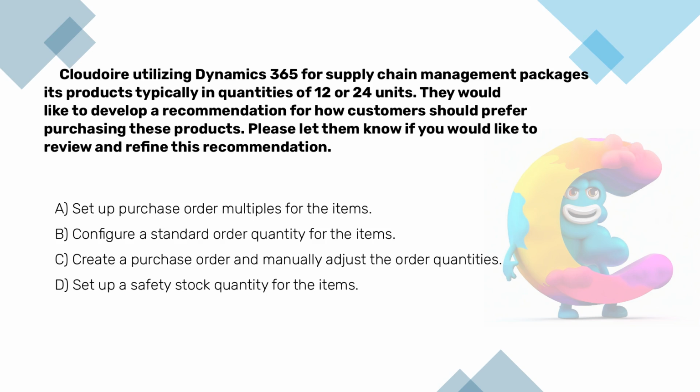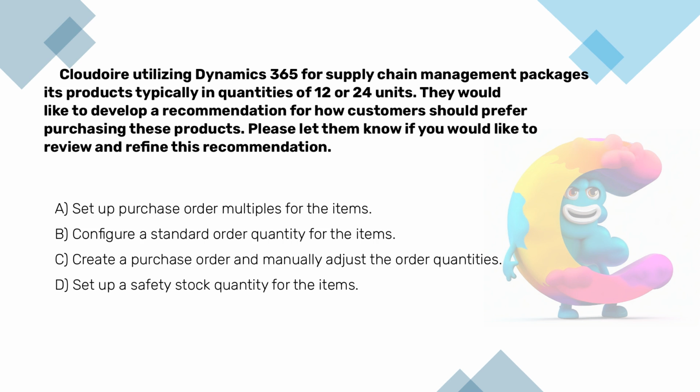We are utilizing Dynamics 365 Supply Chain Management. Our products are packaged typically in quantities of 12 or 24 units. We would like to develop a recommendation for how customers should prefer purchasing these products. A. Set up purchase order multiples for the items. B. Configure a standard order quantity for the items. C. Create a purchase order and manually adjust the order quantities. D. Set up a safety stock quantity for the items.